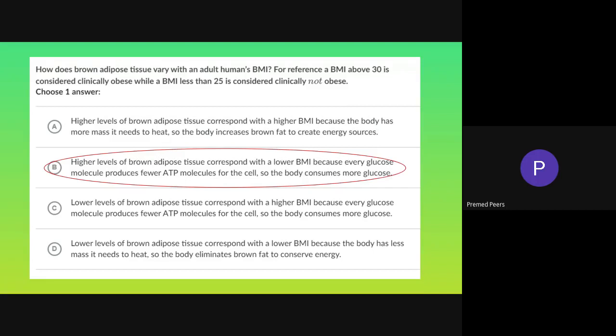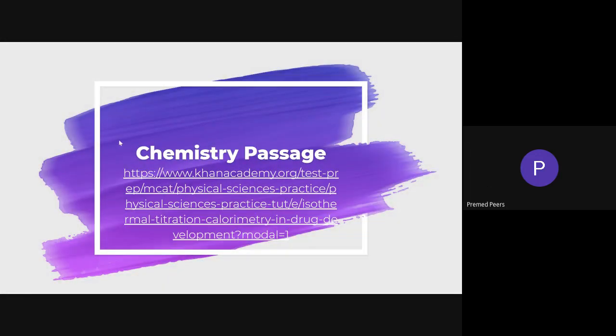If you have more questions about it, you can feel free to message through Slack or Teams. I'm happy to walk through the passage again or any of the questions. But for now, just for the sake of time, we're going to move on to the in-class passages, or in-call passages. So we're going to start off with this chemistry passage.